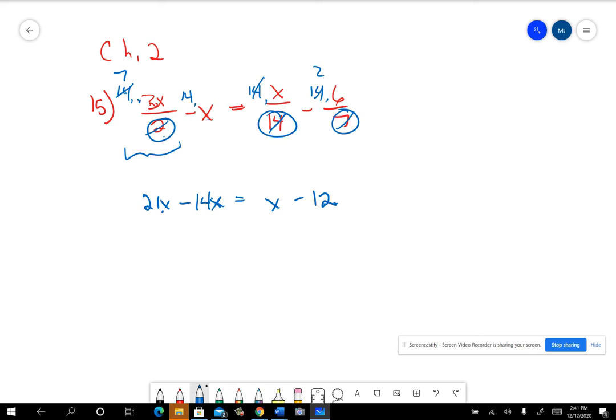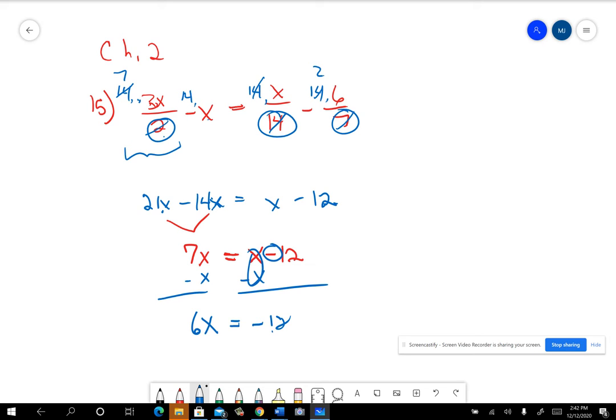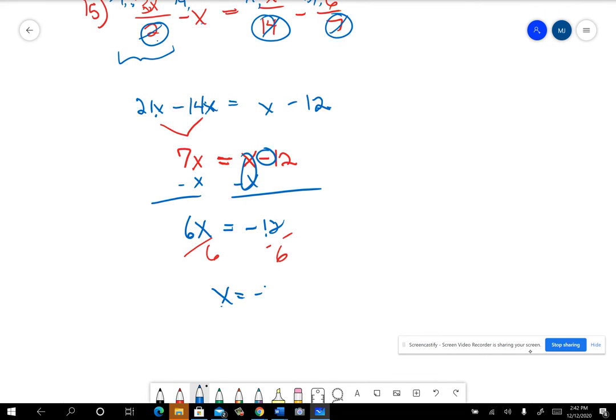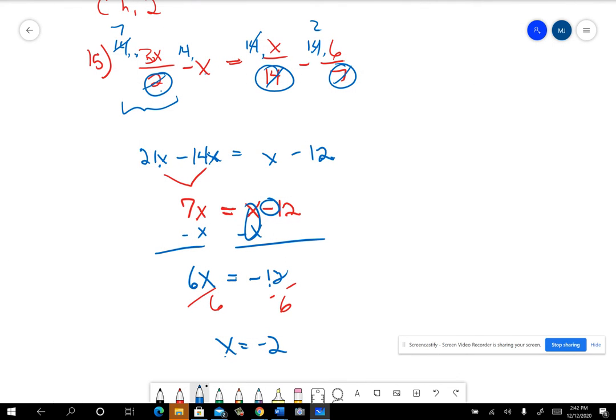Okay. All right, then at this point, these two are like terms, so that would become 7x equals x minus 12. And now we're ready to get the x's together, so I'm going to take away x from both sides. That becomes 6x equals negative 12. Don't lose that negative right there. And then you're going to wind up dividing by 6 on both sides and getting x equals negative 2. So that strategy was clearing the fractions.